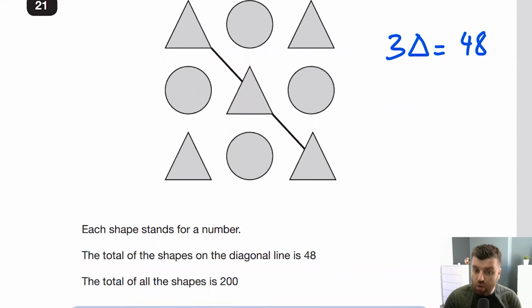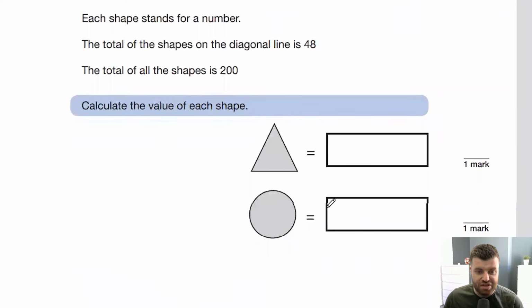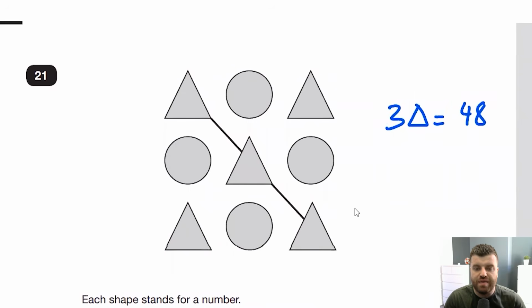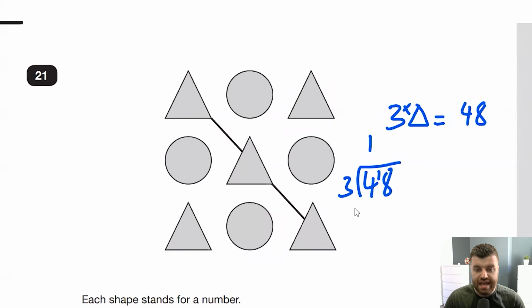The total of all of the shapes is 200. Wow. Calculate the value of each shape. So we need to work out the triangle and the circle. Well, the triangle is easy because we have 3 lots of whatever the triangle is, 48. So let's do 48 divided by 3. 1 lot in there and then 6. So we know each triangle here is 16 to give a total of 48.